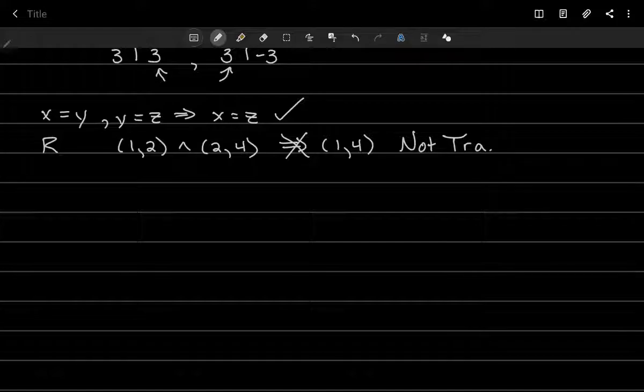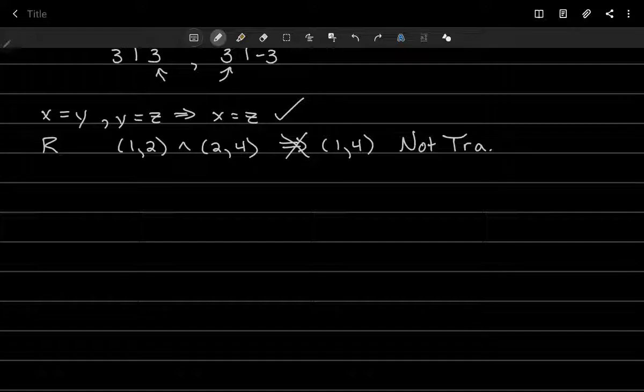In order to show it's not transitive, you only need one spot that fails to be transitive. In order to show it is transitive, you need to take arbitrary x, y, z, a, b, c, whatever you're calling them, and show it works.